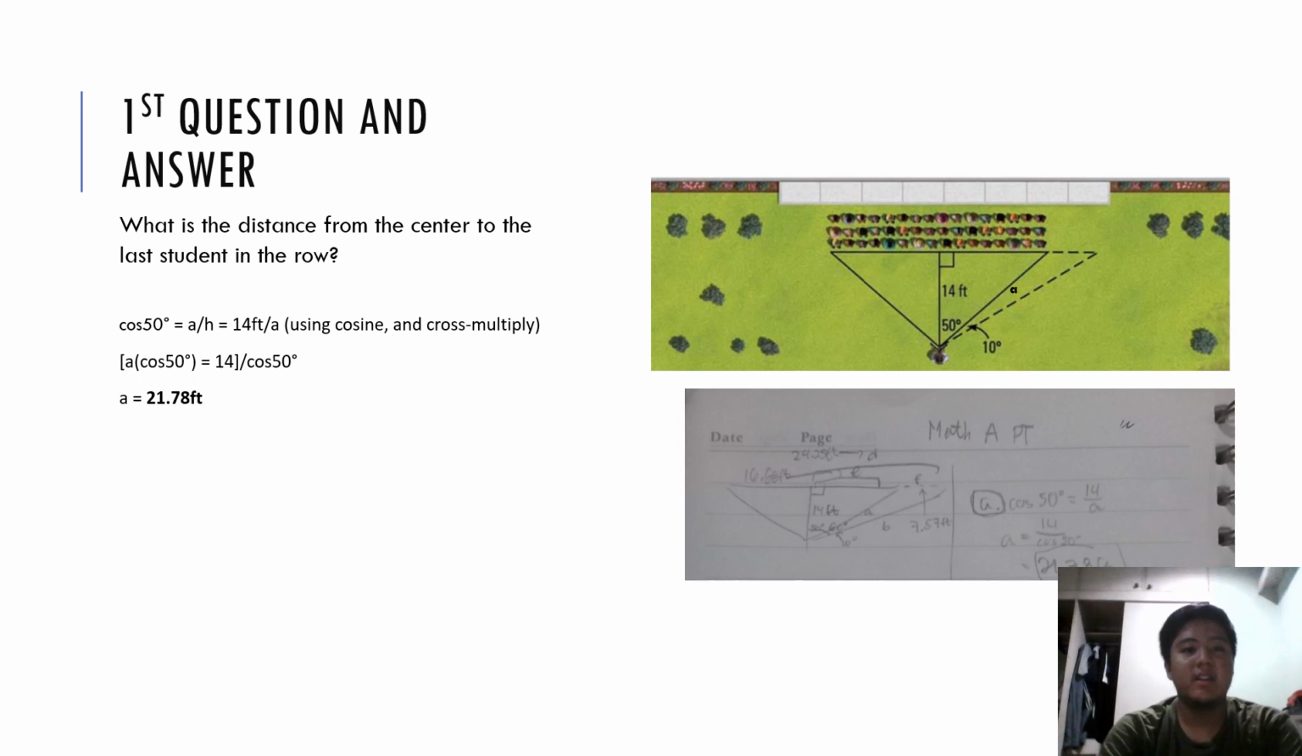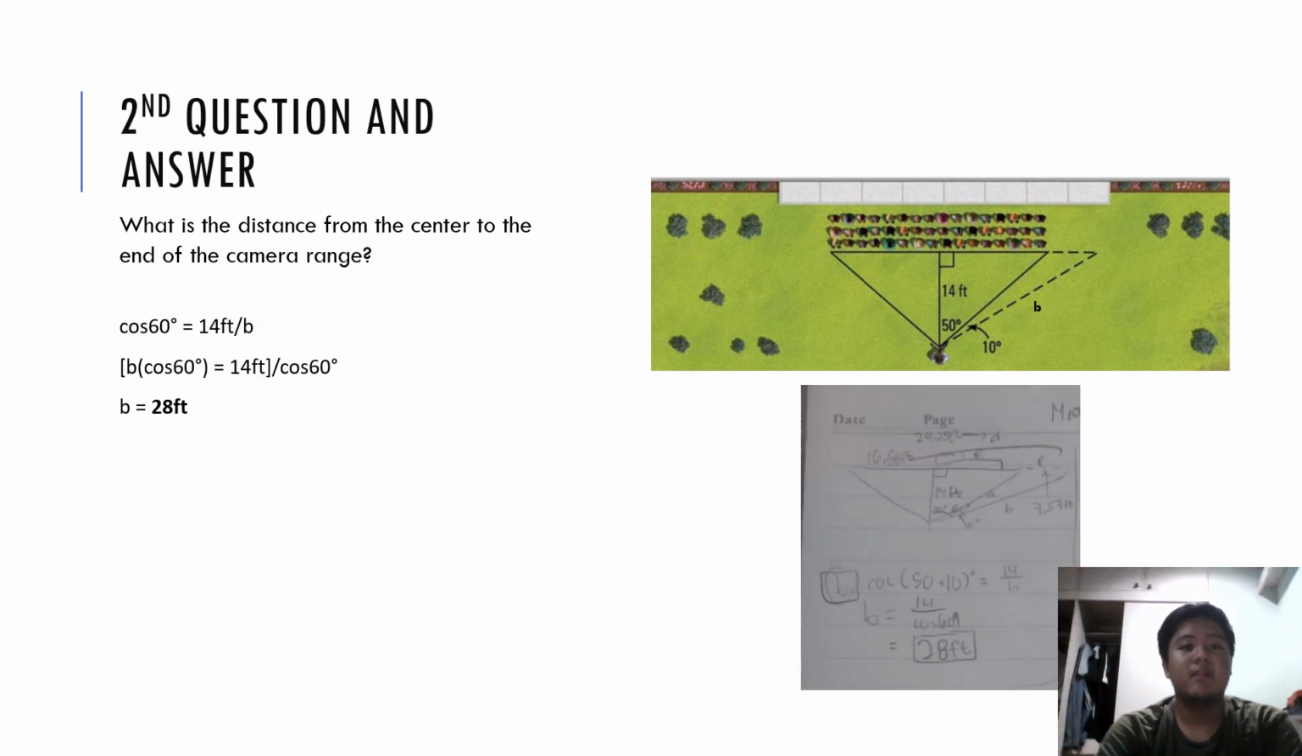So the first question is, what is the distance from the center to the last student in the row? We can use the cosine function to find length A to the last student in the row, since we have the length of the adjacent, which is 14 feet. So the equation is cosine of 50 degrees equals adjacent over hypotenuse. Substitute 14 feet over A, or length A. So A times cosine of 50 degrees equals 14. Divide both sides by cosine of 50, and you're left with 21.78 feet. That is length A.